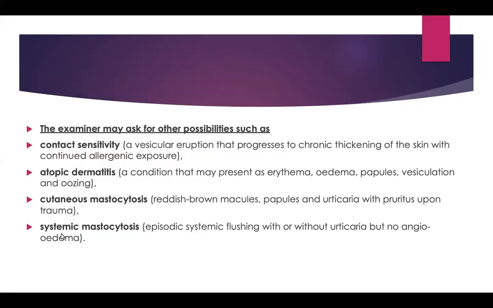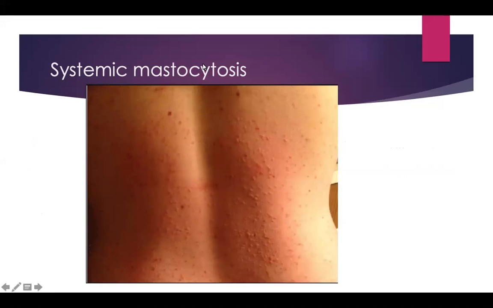The fourth differential is systemic mastocytosis, which is episodic systemic flushing with or without urticaria, but no angioedema. Usually it's not associated with angioedema here, okay? Could be episodic systemic flushing, with or without urticaria, but no angioedema. So here, this is systemic mastocytosis. Okay, no angioedema in this type. This is the shape of the lesion. These are the differential diagnoses.